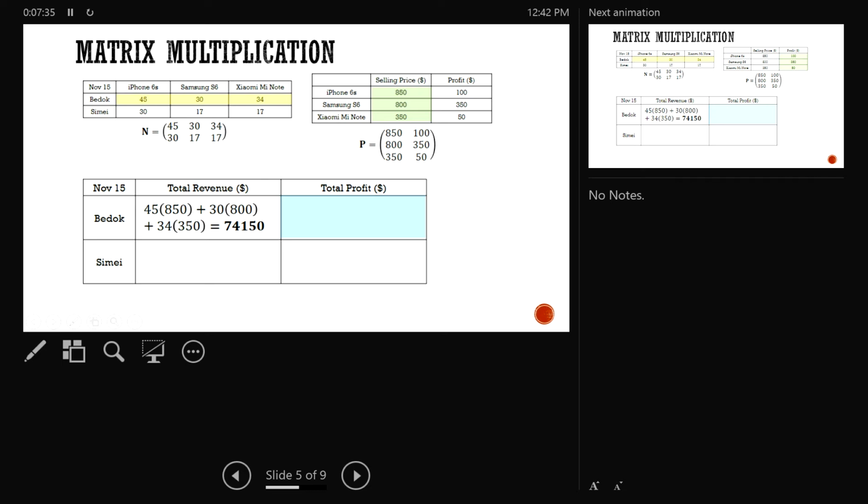Okay, so now we move there. I want the first row, second column now. So the answer is found in the first row of the first matrix, then multiply by the second column in the second matrix. You get it? Okay, so we're going to fill out the blanks. And we see that 45 is found here, 100 is found in the second column in the second matrix, and everything else, you get 16,700.